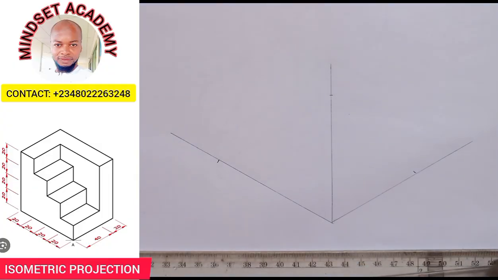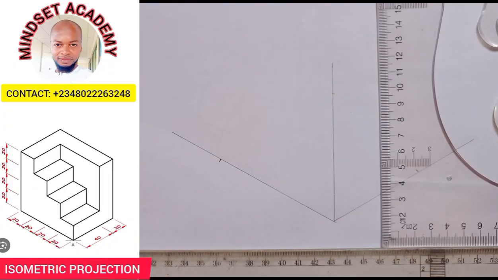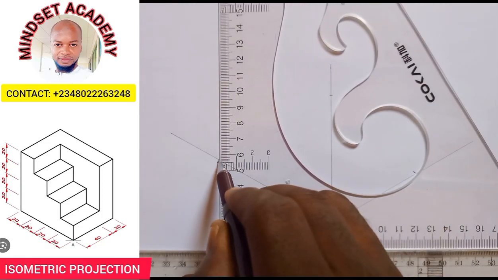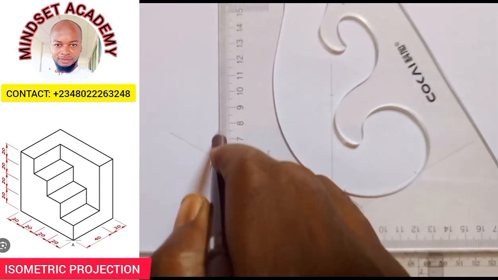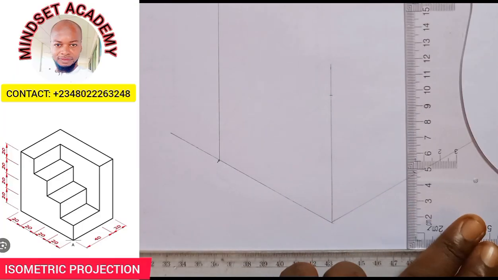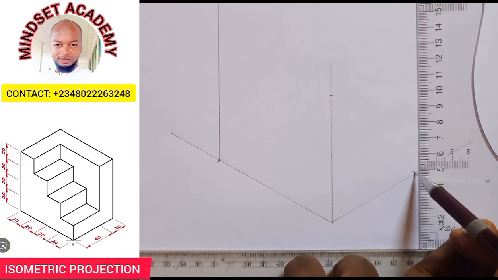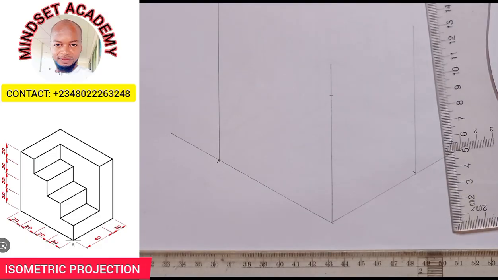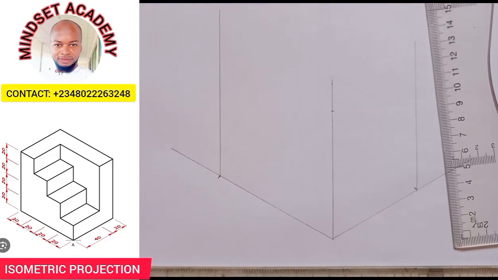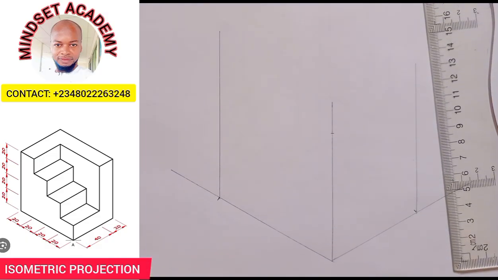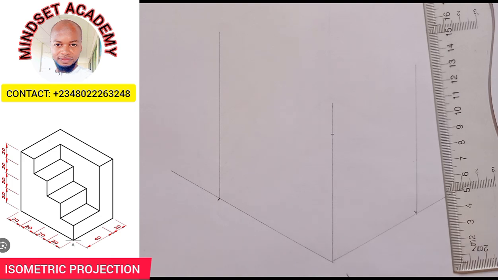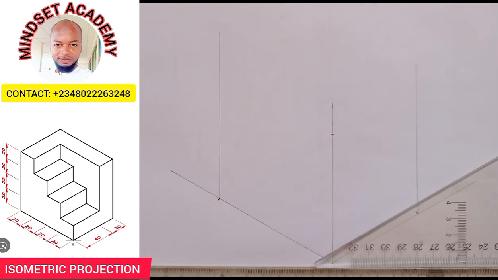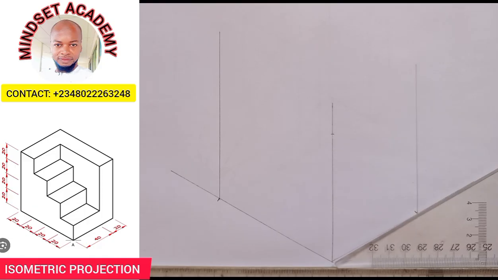Now the same principle I used to draw my vertical line, I'll take this here and measure the vertical line, and I'll come here also and measure the vertical line. Hope you can see that. Let me bring it down so you have a clearer view of what I am talking about. Now the same thing you did here, you use this inclined line to get this side. Hope you can see that.